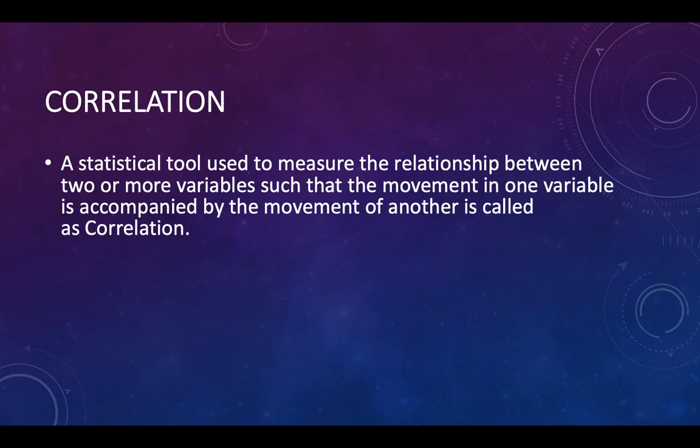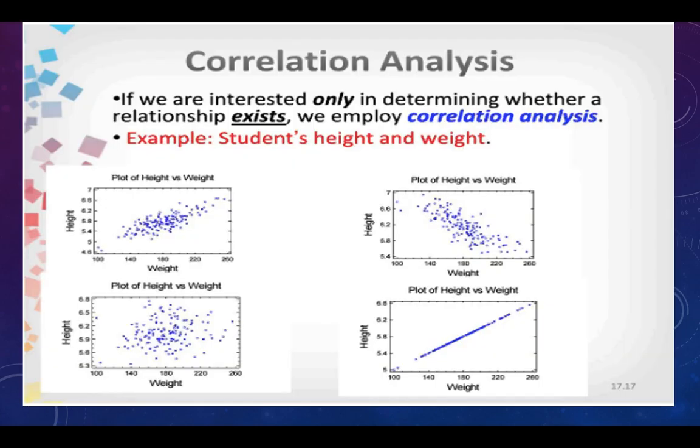If you come to the definition, it is a statistical tool which is used to measure the relationship between two or more variables, such that the movement of one variable is accompanied by the movement of another. So that is called correlation. So first we have to know how to find the relationship between the two variables.